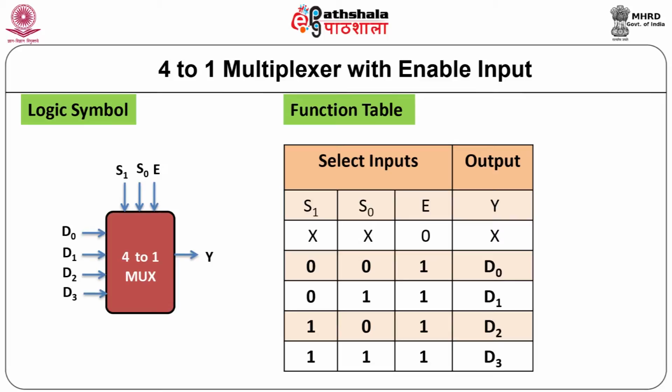You can see this through the function table of 4-to-1 multiplexer as shown here. Depending upon the select input combinations 0 0, 0 1, 1 0 or 1 1, the output of the multiplexer could be D0, D1, D2 and D3 with the assumption that the enable input is 1.